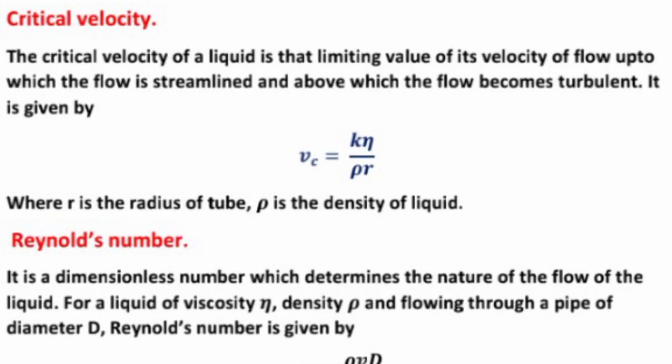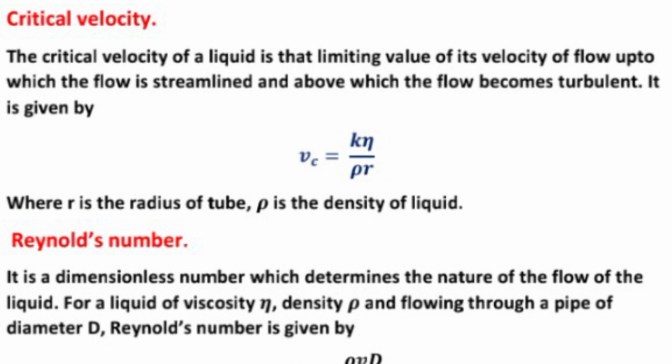Now the critical velocity. The critical velocity of a liquid is that limiting value of its velocity of flow up to which the flow is streamlined and above which the flow becomes turbulent. It is given by Vc equal to k eta upon rho into r. Here r is the radius of the tube and rho is the density of the liquid.